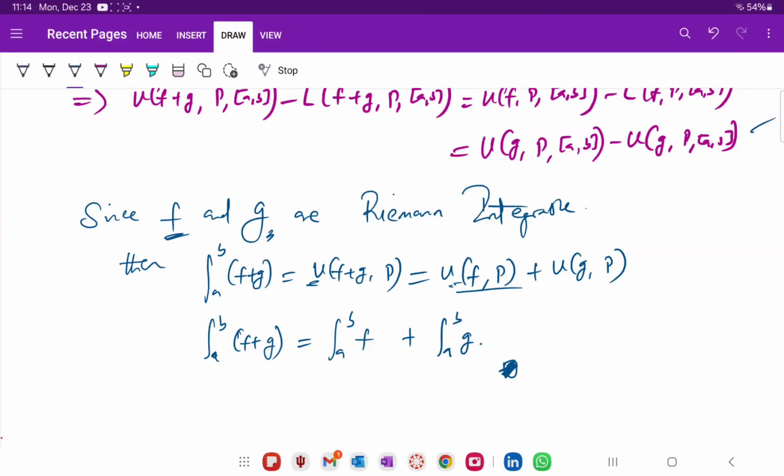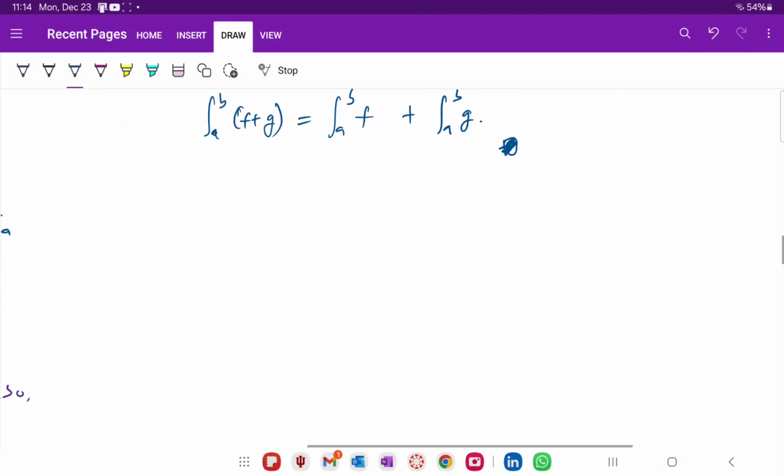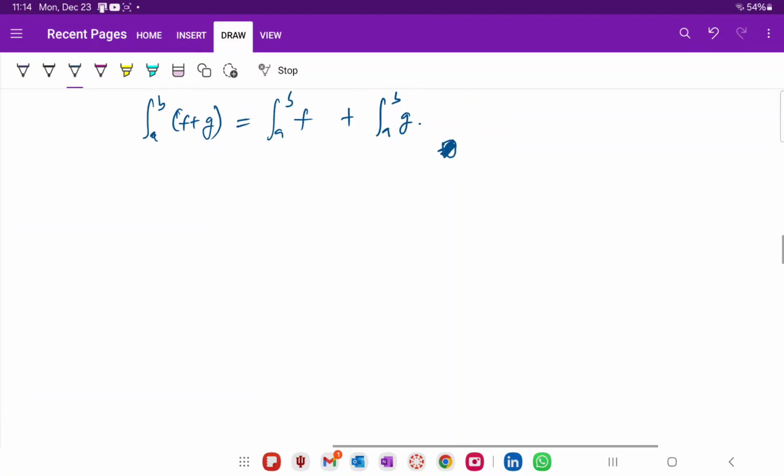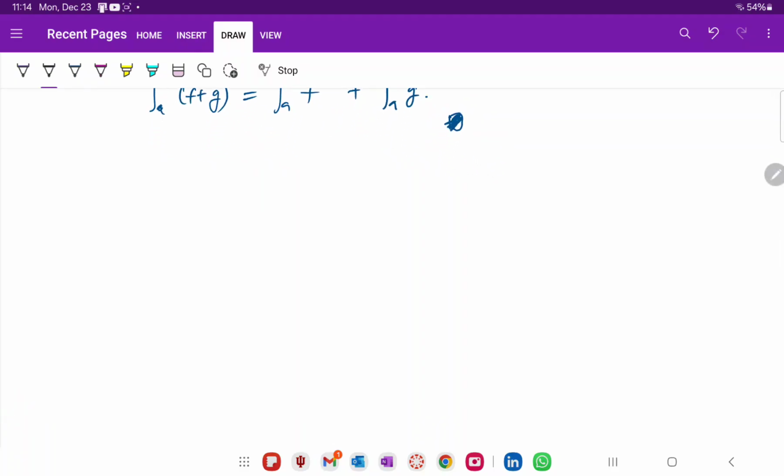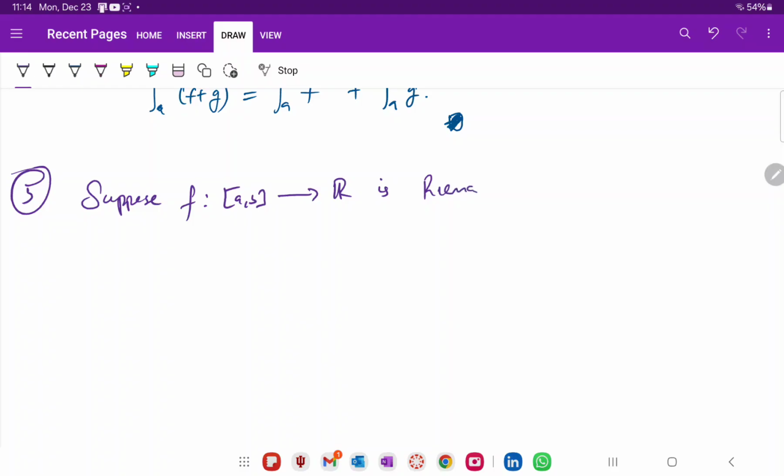that question. So let's check one more exercise before we move to the next video. So that will be problem 5. So problem 5, we have: suppose F from A comma B to R is Riemann integrable.